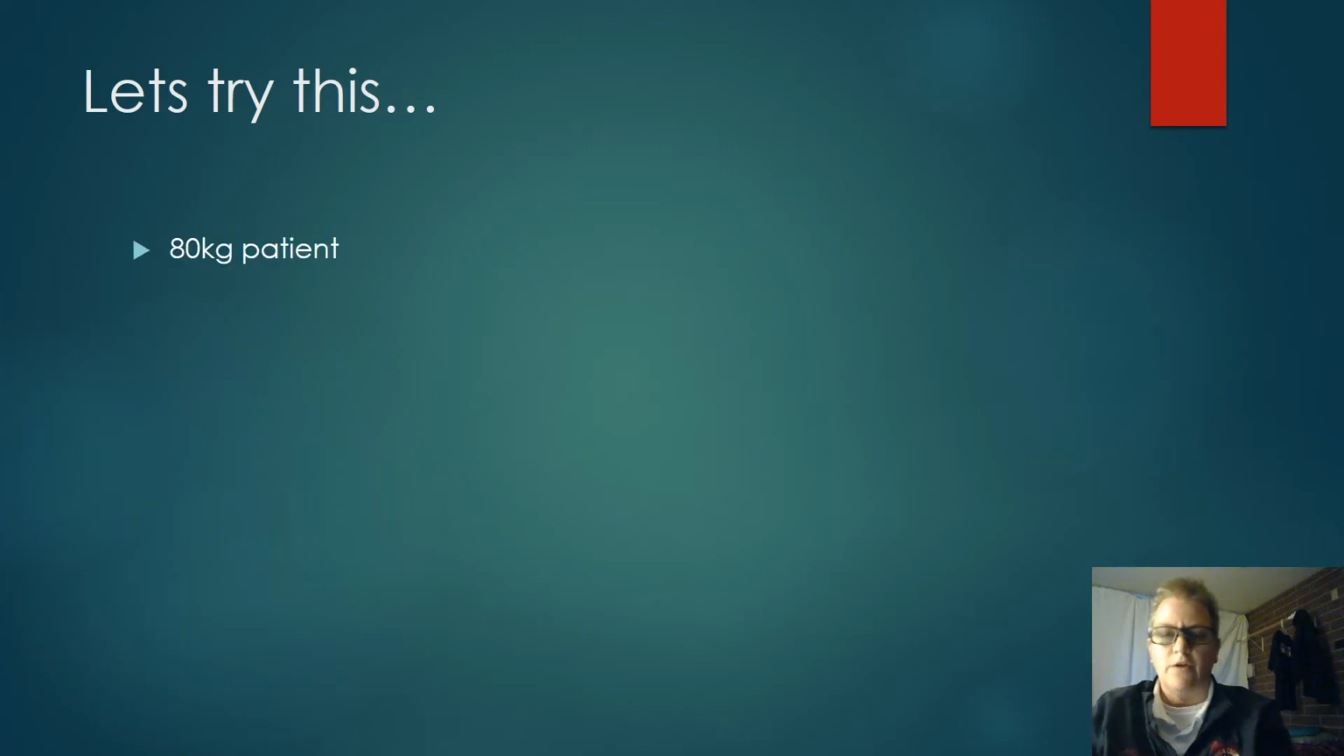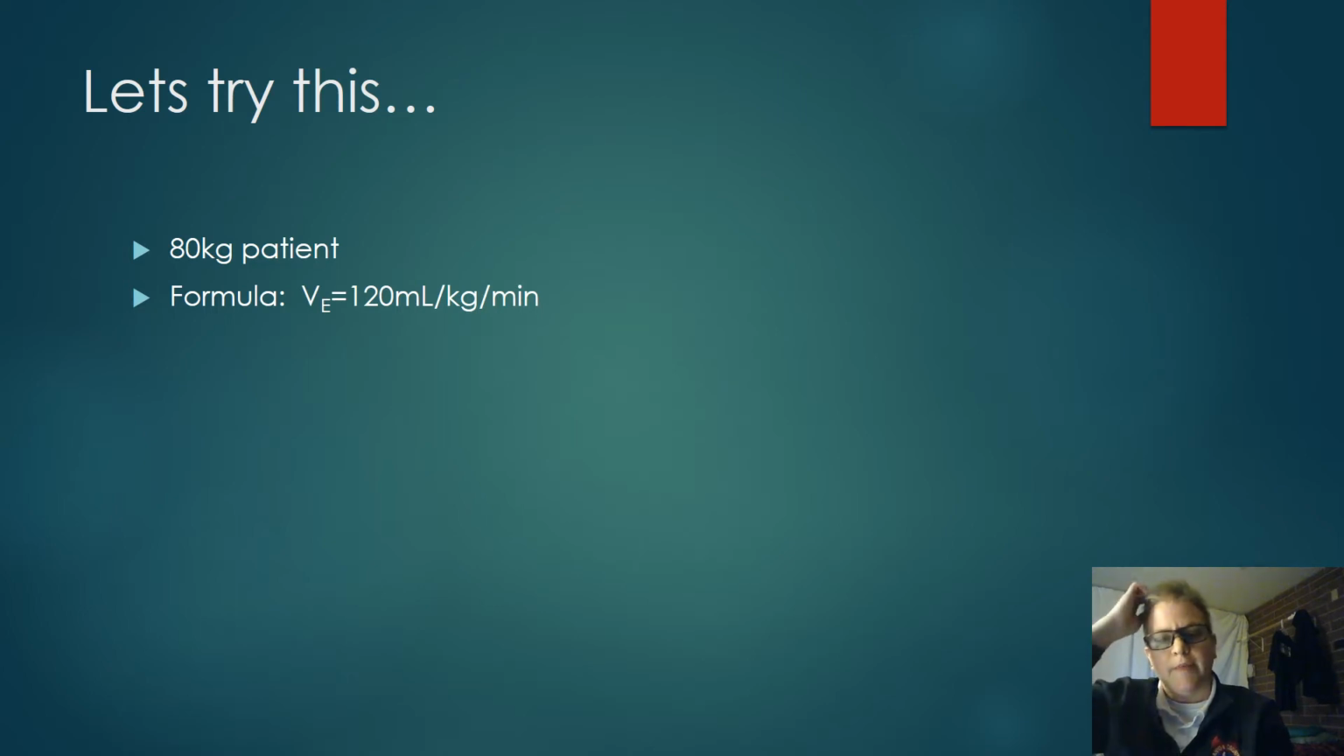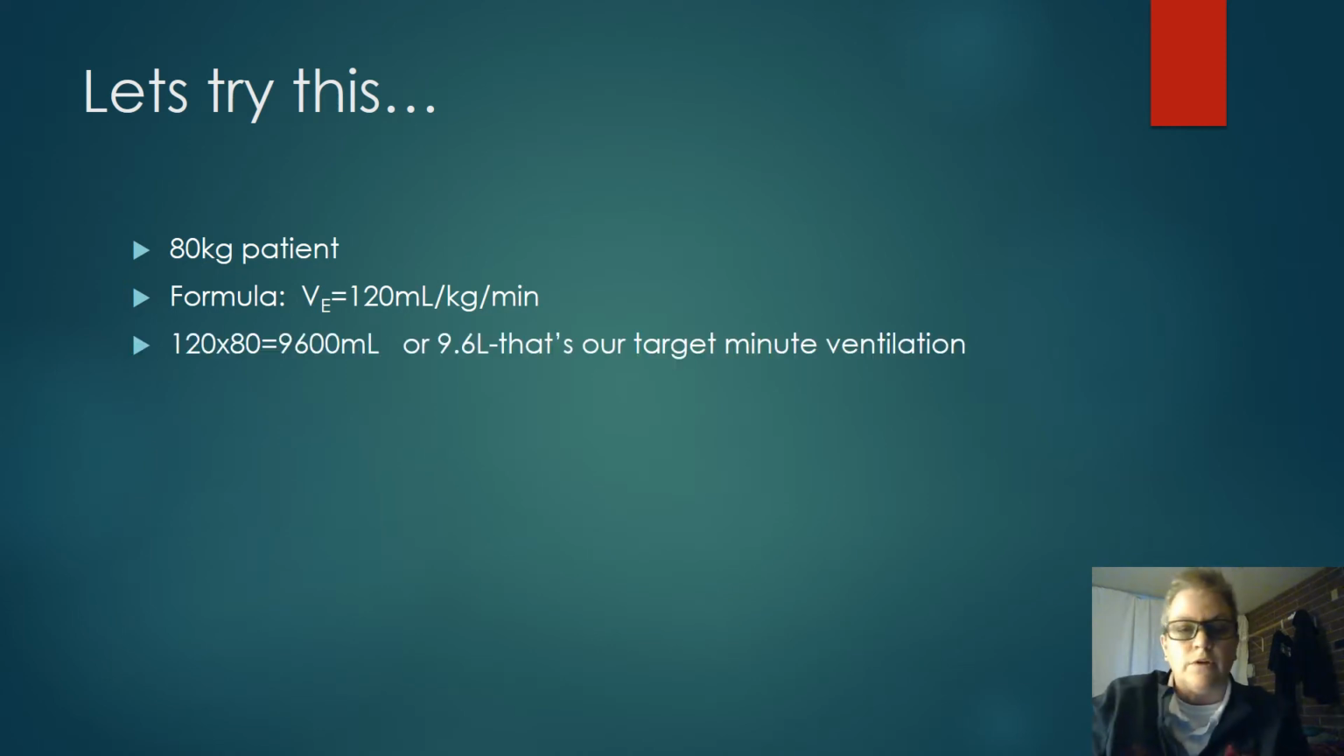Okay, we're going to try this. We're going to use an 80 kilogram patient. We remember our formula to help us with our dead space. So we're going to multiply 120 mils by 80 kilograms. That gives us about 9,600 mils, or 9.6 liters. That's our target minute ventilation for that patient. And remember, our minute ventilation is our tidal volume times our respiratory rate.